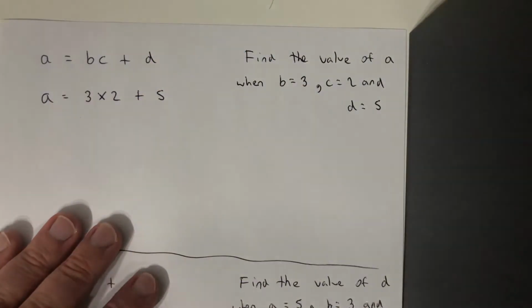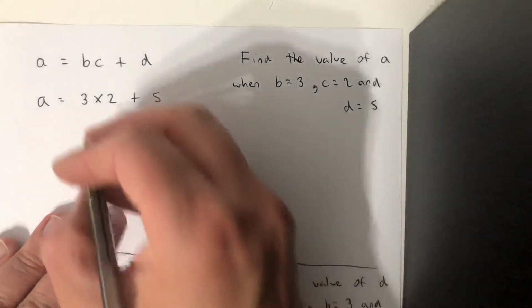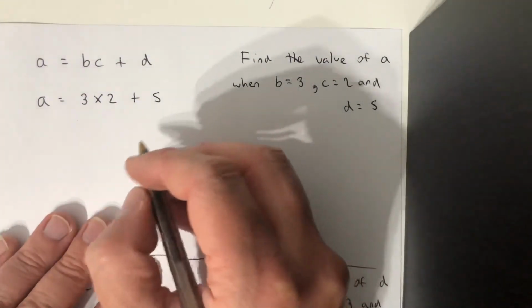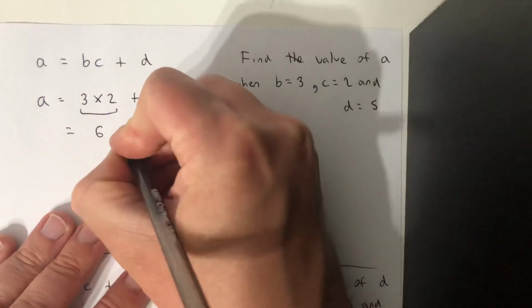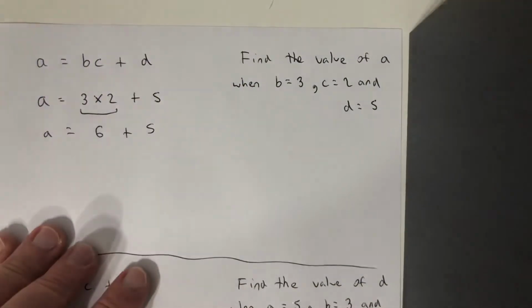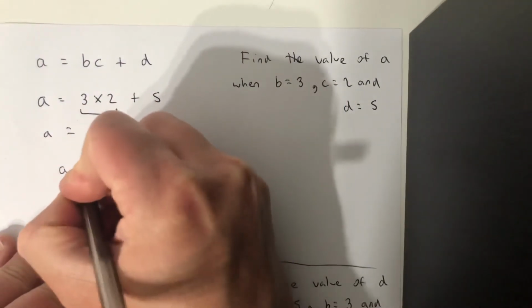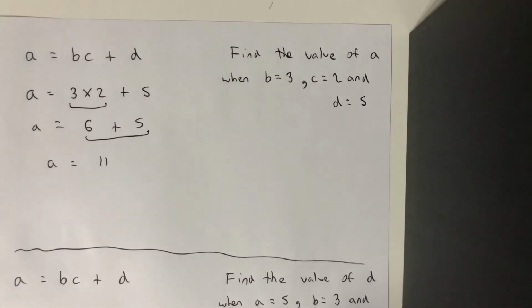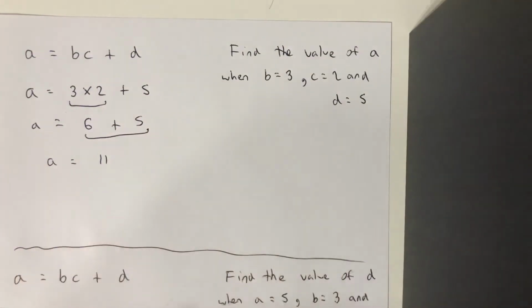So if we write that down, you actually think, this is pretty easy, and it is, for a start. So now, what would you do? Which bit first, the times or the add? We do the times first, so 3 times 2 is 6. That's not too tricky. So A is equal to 6 add 5. Now we can do that bit here. So A equals 11. Straightforward. Okay, you found out what A is, but only when you knew what B, C, and D were.